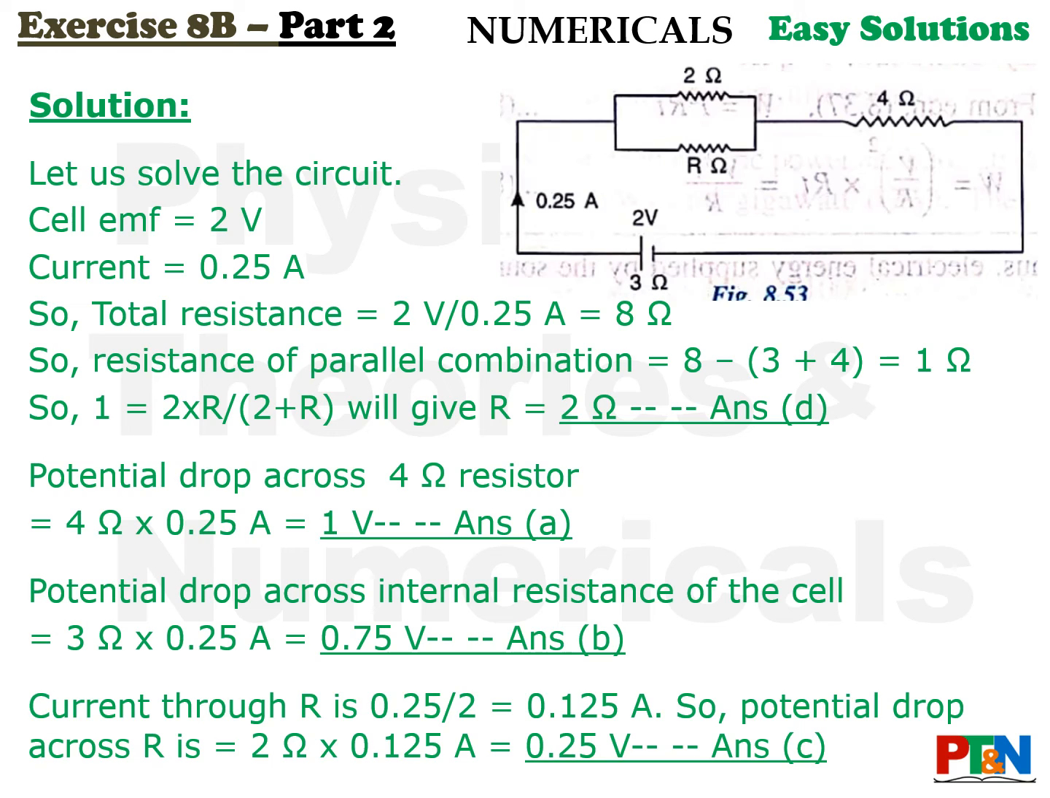You have got the resistance, you have got the current, multiply. That is 0.75 volt is the potential drop inside the cell across the internal resistance. Now for potential drop across R, or this 2 ohm resistor, you have to first find out the current through R, that is 0.25 by 2, that is 0.125 ampere. So potential drop across that resistor will be 2 ohm multiplied by the current, that is 0.25 volt. That is the answer to your question number C.